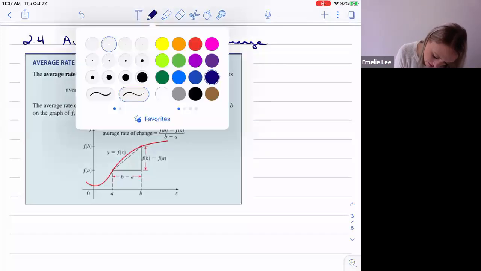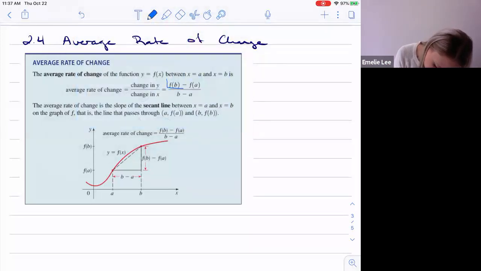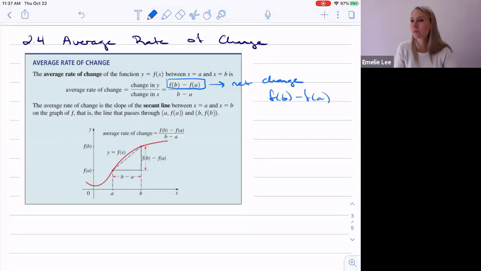So here, notice that this is the net change, f of b minus f of a. All right. So nothing really changes. They're throwing in the word secant line. The secant line, we haven't talked about it, and we don't really need it until calculus, but it's not that bad.